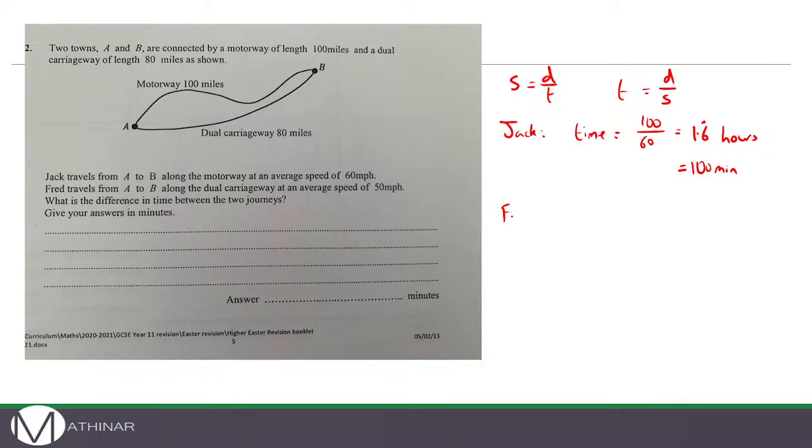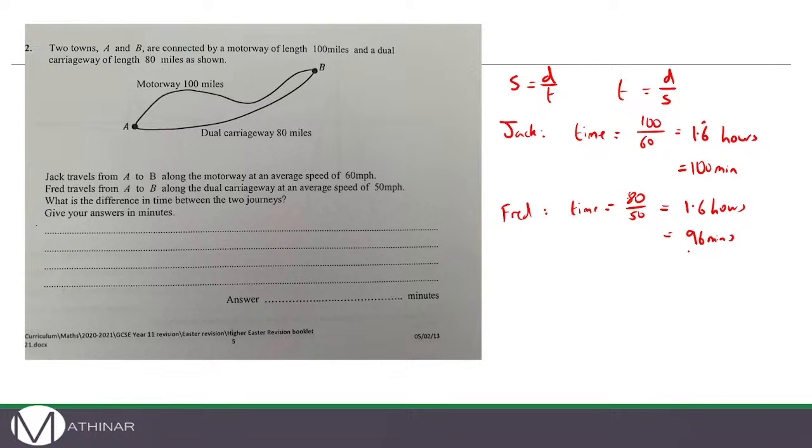Fred travels 80 miles. So the distance is 80, speed is 50. So 80 divided by 50 is 1.6 hours. If we times that by 60, we get 96 minutes.